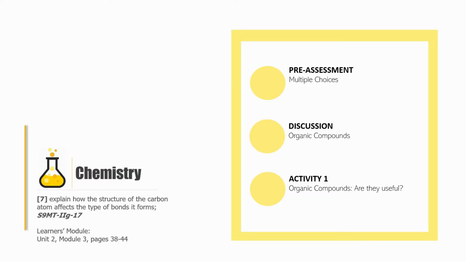This is still grade 9 chemistry. But this time we are moving forward to learning competency number 7, which is explaining how the structure of the carbon atom affects the type of bonds it forms.